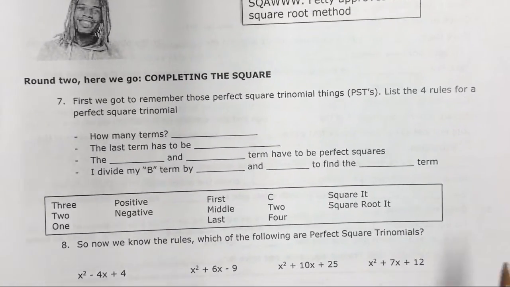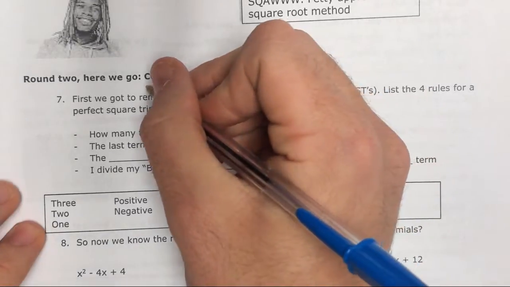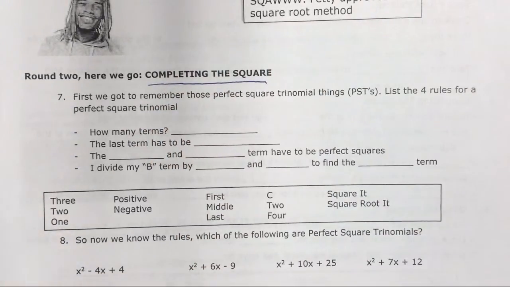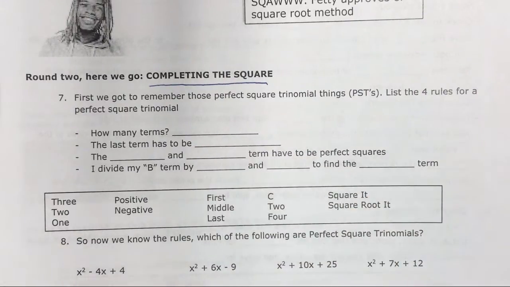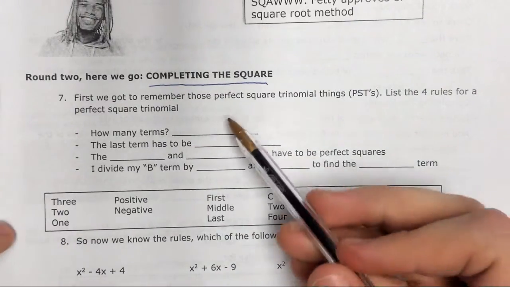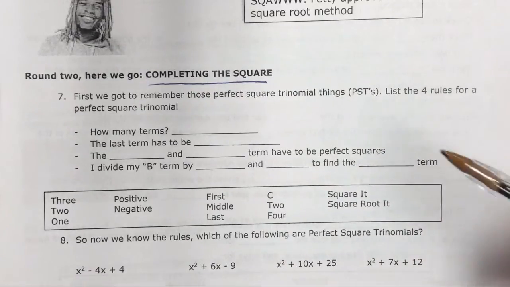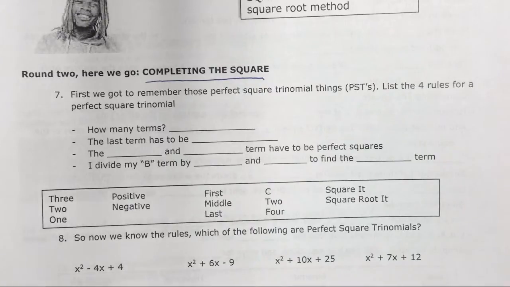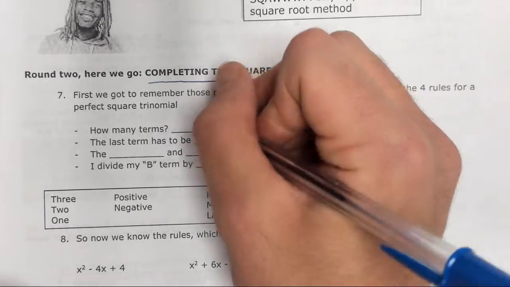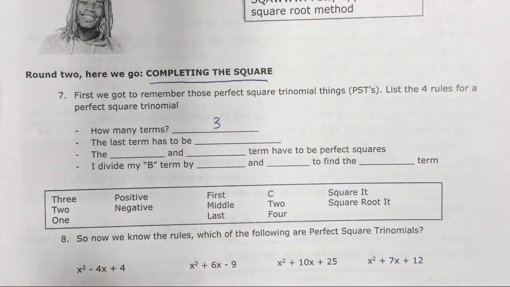Oh, he did. Okay. Alright, now we're going to do completing the square. Our second method. Alright, well again, this is a lot of words. We'll just go through them. So we have to figure out what perfect square trinomials are first. We have to know about them. So how many terms are in a perfect square trinomial? Good. I have 3 terms.